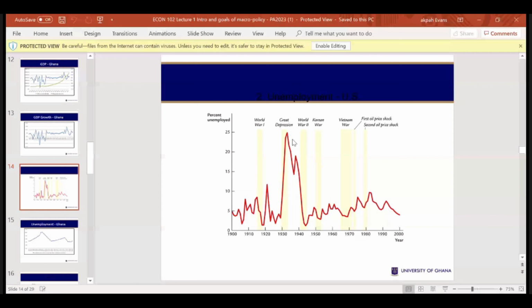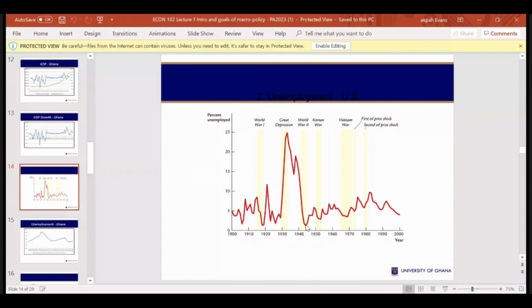Okay, so the Keynes book that he wrote, the main target of the book is to what? To handle this Great Depression. So you can see the trend fluctuating. The unemployment is not stable. It goes as high as what? 25% and comes as low as close to 2%. And it has been fluctuating over the period.